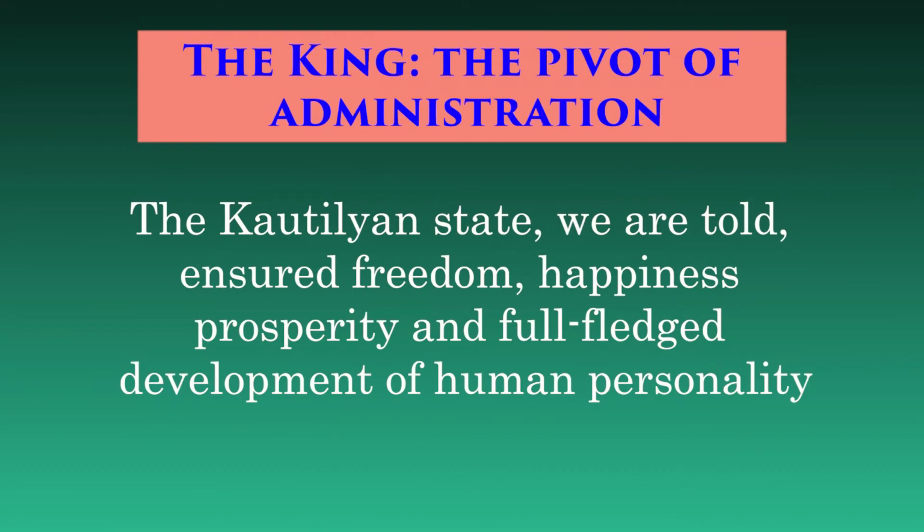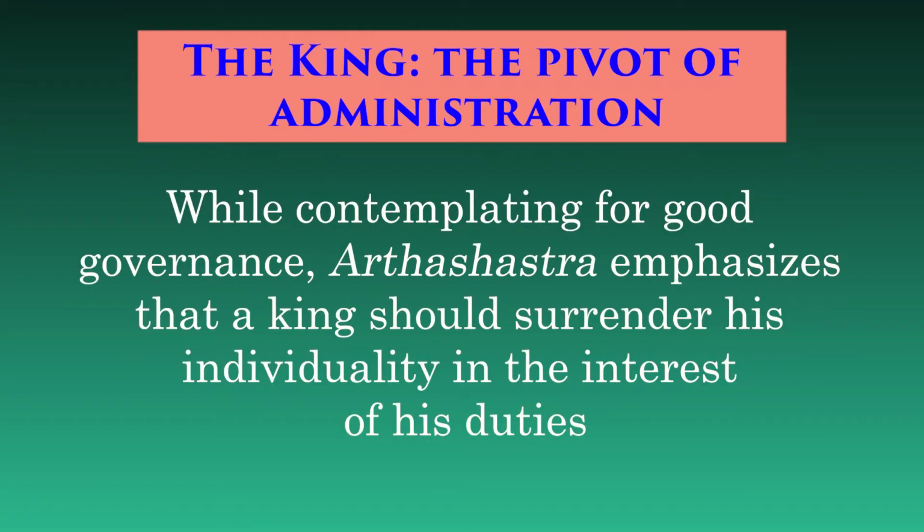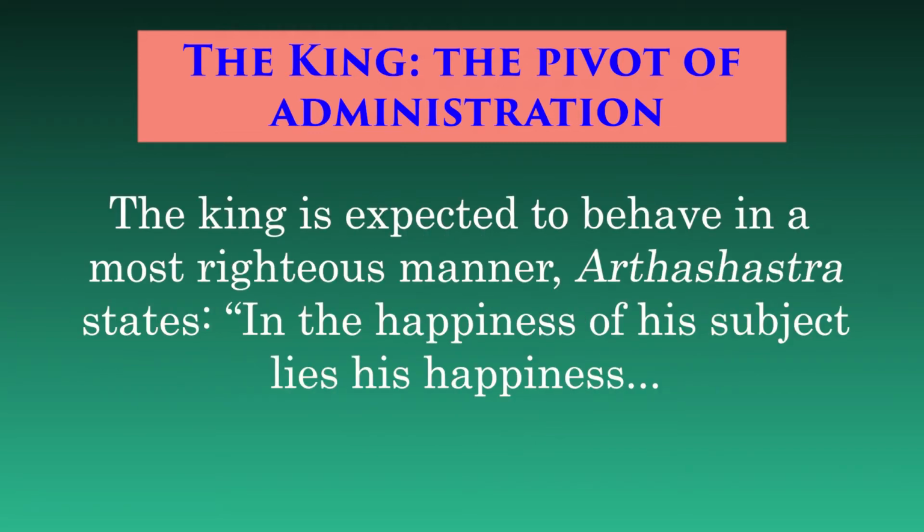The king was also the pivot of administration. In fact, the Kautilyan state, we are told, ensured freedom, happiness, prosperity and all-round development of all. While contemplating good governance, Arthashastra emphasizes that a king should surrender his individuality in the interest of others. The king is expected to behave in a righteous manner.